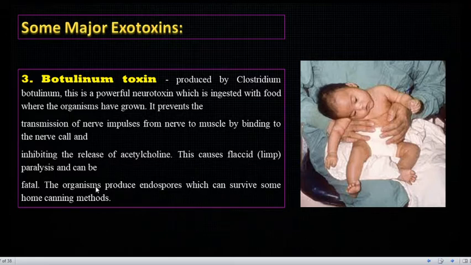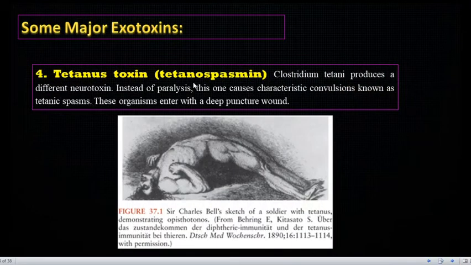Okay? The organisms produce endospores which can survive some home canning methods. So, be careful with the canned foods you're buying. We should only choose canned foods that are certified safe. Okay? Now, we also have the fourth type of major exotoxin, which is your tetanus toxin, also known as tetanospasmin. Okay? It is produced by your Clostridium tetani, and it is also classified as a neurotoxin. It also affects your nervous system.